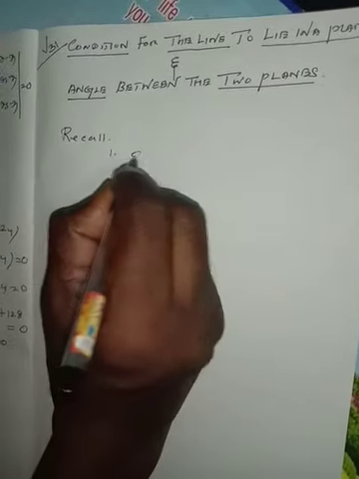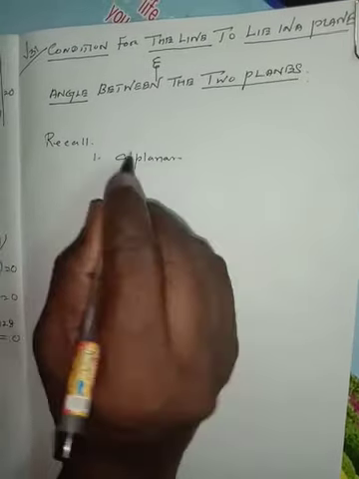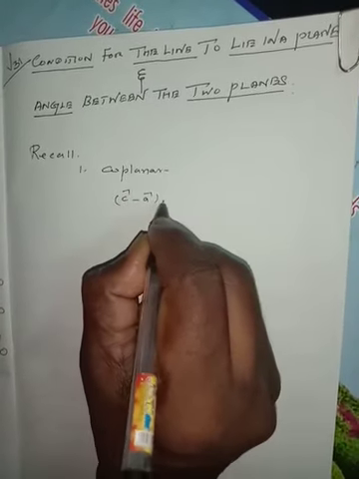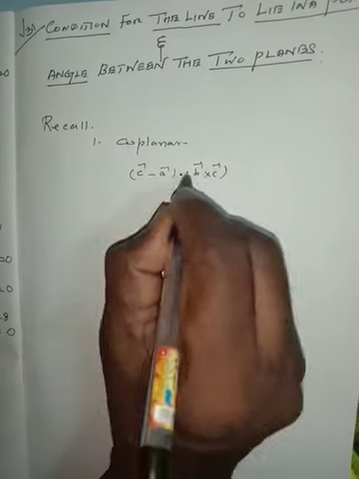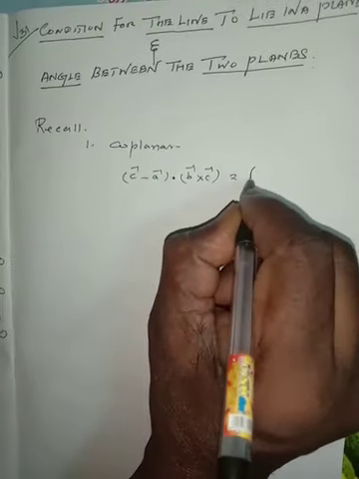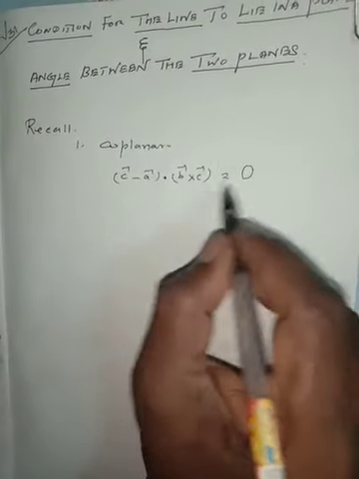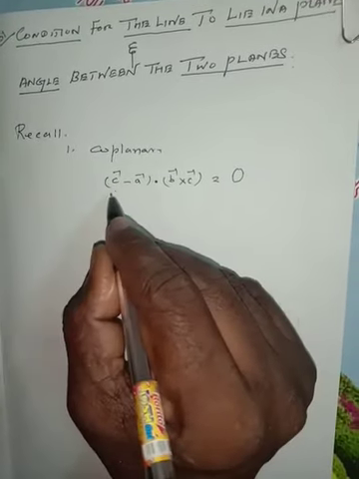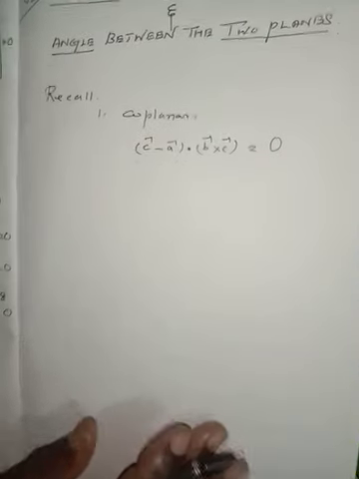Number one, coplanar. Coplanar means (C vector minus A vector) dot product of (B cross D) is equal to 0. The condition for coplanar of two lines: (C vector minus A vector) dot product of (B cross D) is equal to 0.